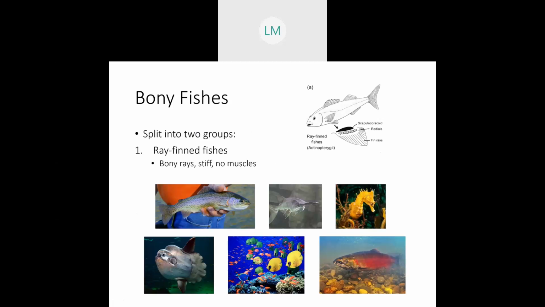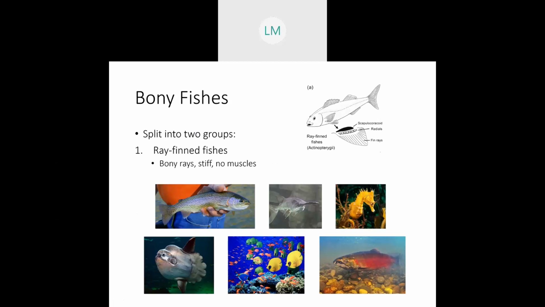So the bony fish are split into two different groups, and it's important that we understand these two groups because the second group is sort of an evolutionary link between living in the water and living on land. So the first group that we have are the ray-finned fishes.